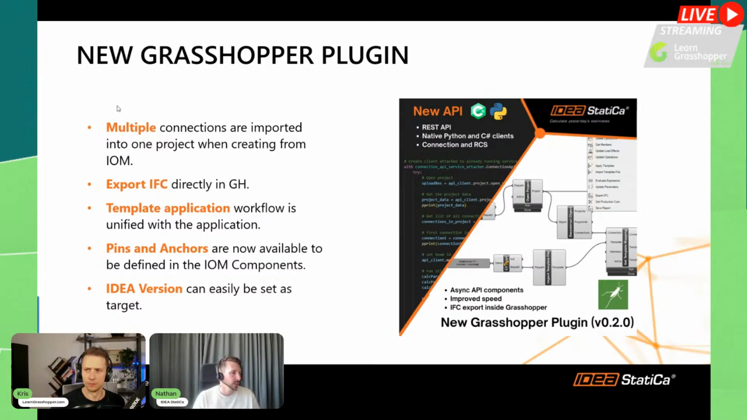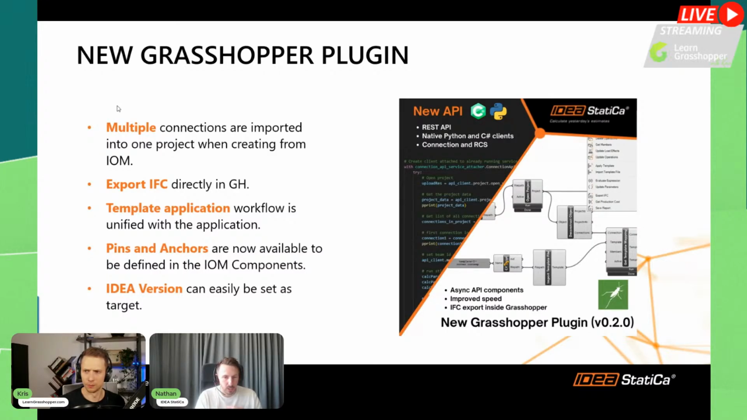We've slightly improved our template application workflow. We also have the ability to define pins and anchors now. Obviously with Grasshopper's geometric engine, for connections with pins and complex connections, you might lean towards using Grasshopper where you've got curved plates and stuff like that. So that's available now in our IOM components.